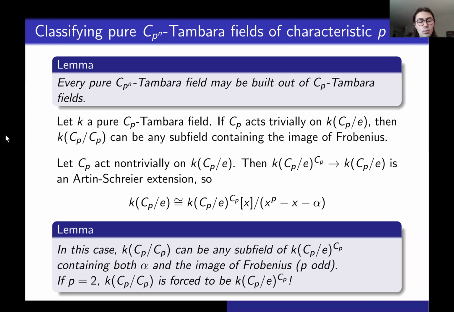Maybe to sum up, the classification is: to get any CP to the n Tambara field, you start by observing that it's co-induced from a smaller thing, whose bottom level is a field. In almost every case, that smaller thing is going to be a fixed point Tambara field associated to a group acting on a field. If that field has characteristic P, then you have to build it out of CP Tambara fields. And all of the CP Tambara fields have this form. It's one of these two things.